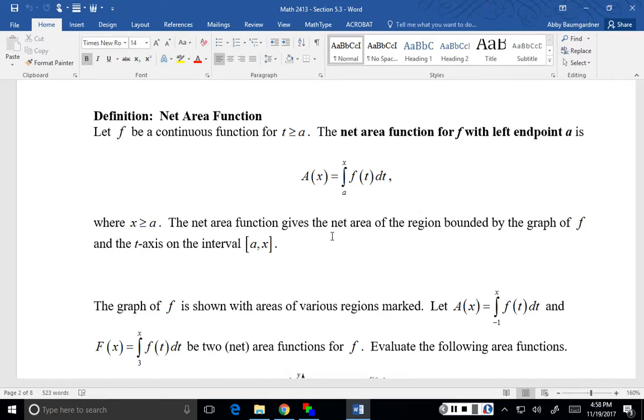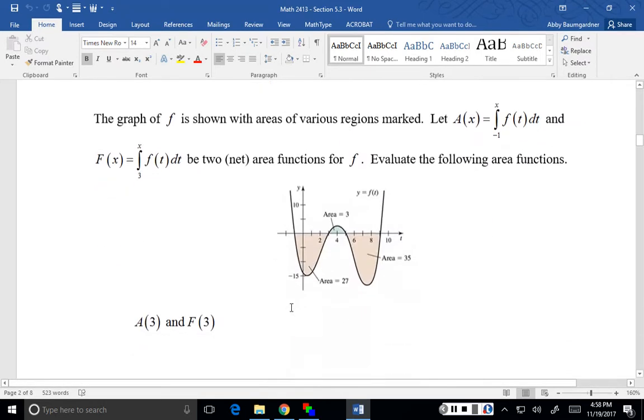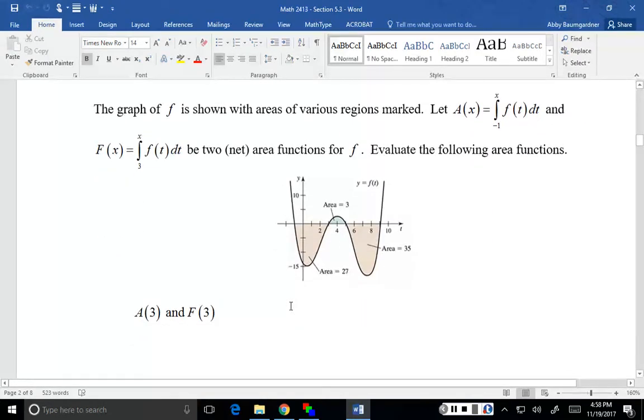Let's use it and maybe that'll help. The graph of f is shown with areas of various regions marked. Let A of x, the net area function, be the definite integral from -1 to x of f of t dt, and let cap F of x be the definite integral from 3 to x of f of t dt. These are both net area functions. Let's evaluate the following.